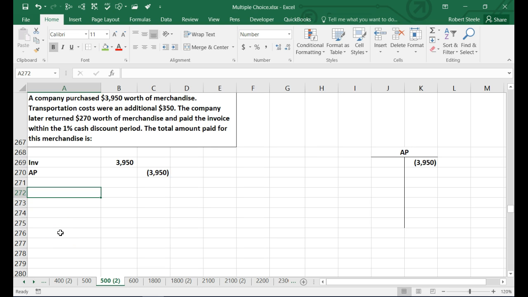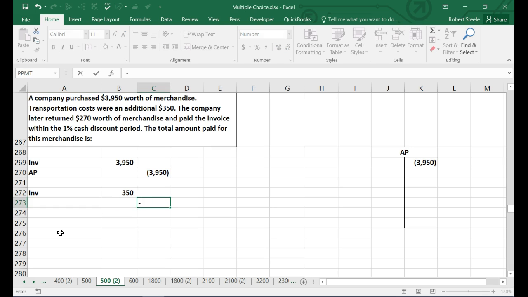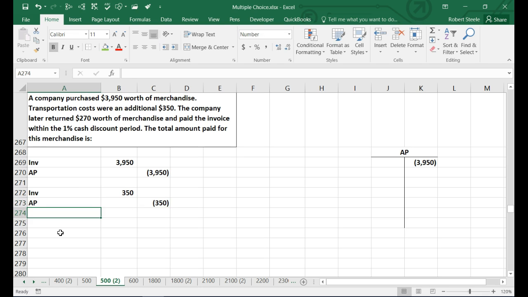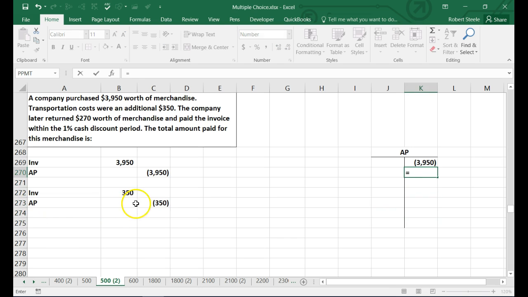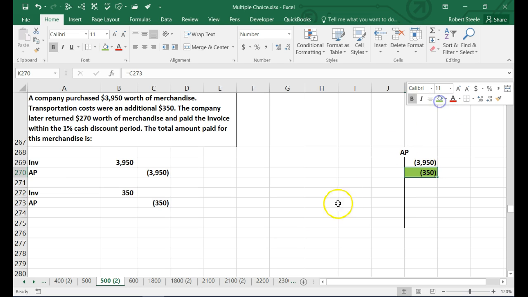So we're going to say that the transportation costs are going to be part of inventory, and that's going to be for the 350. And again, I'm going to basically say that we're going to pay that to the vendor. That's what this problem is assuming. So it's going to be on the invoice, meaning it's part of the payable, but we're not going to get the discount on that amount. So we've got to be careful of that when we calculate our discount. It's not going to include that amount.